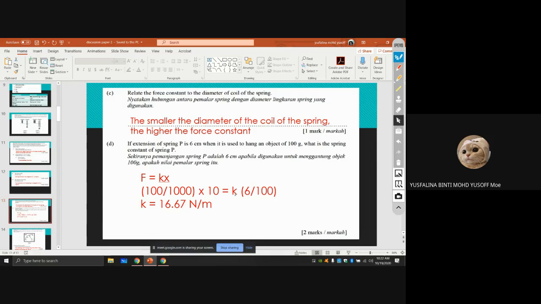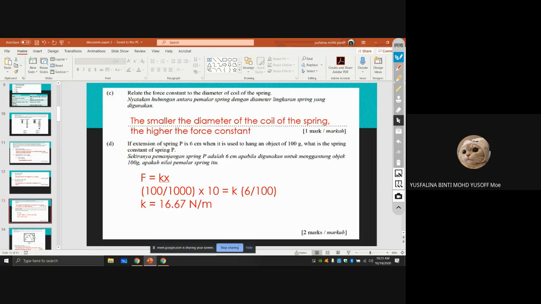Okay, and then K is the spring constant. X here is 6 cm, right? So remember to change it to meter. If you want to keep it in cm, it's okay, but the unit should then be N cm^-1. For me, I change it to meter. Then I just divide. So I got 16.67 N/m. Okay, so this is the answer for question D.